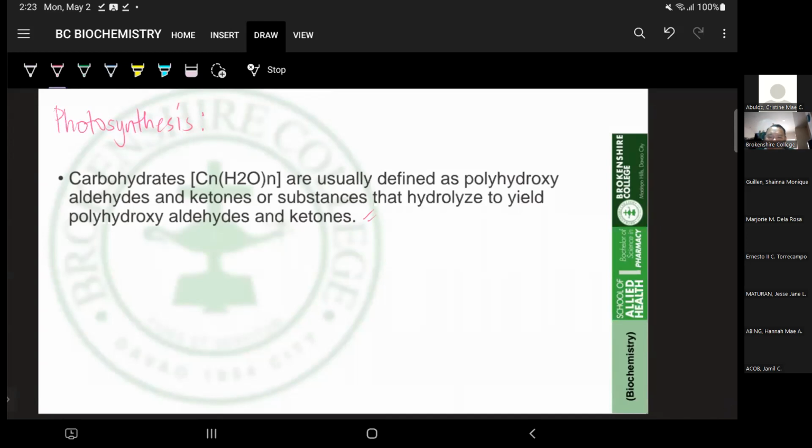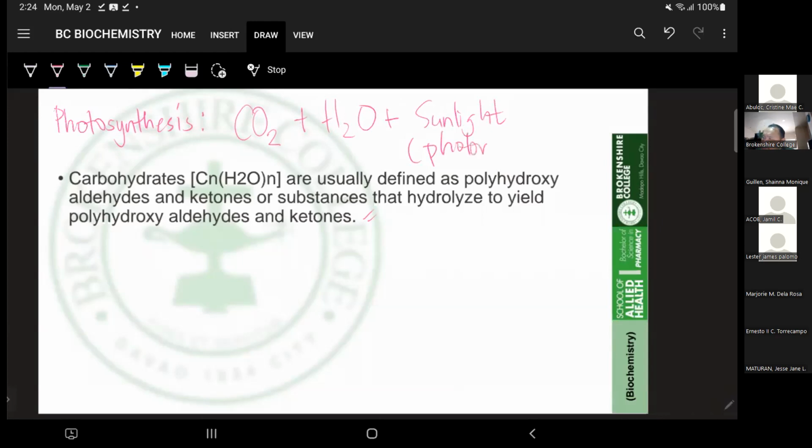It needs, ano yung mga requirements? Carbon dioxide. Okay, it needs carbon dioxide, of course. Water or H2O at the same time. Yes, light energy. Tsaka yung sunlight or light energy, wherein it will be converted into light energy known as photon, which in return will yield your carbohydrate, plus ano yung isang product pa of photosynthesis aside from carbohydrate?